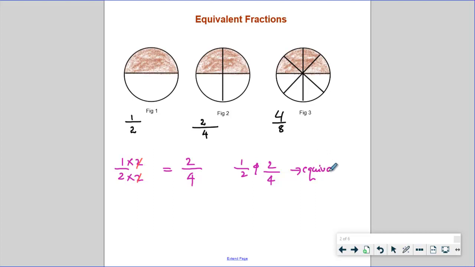Similarly, if you take 1 by 2 and multiply both numerator and denominator by 4, we get 1 into 4, 4, and 4 into 2, that is 4 by 8. That is, if the numerator and denominator are multiplied by the same number, or if the numerator and denominator are divided by the same number, then those fractions are called equivalent fractions. So you can calculate equivalent fractions by multiplying numerator and denominator by the same number, or by dividing numerator and denominator by the same number.